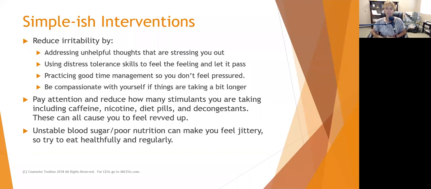Pay attention and reduce how many stimulants you're taking, including caffeine, nicotine, diet pills, decongestants, and even some herbs and pre-workout supplements, which usually have a lot of caffeine in them, that can rev you up and make you more irritable. Unstable blood sugar and poor nutrition can also make you feel jittery, so try to eat healthfully and regularly as you and your doctor think are appropriate.